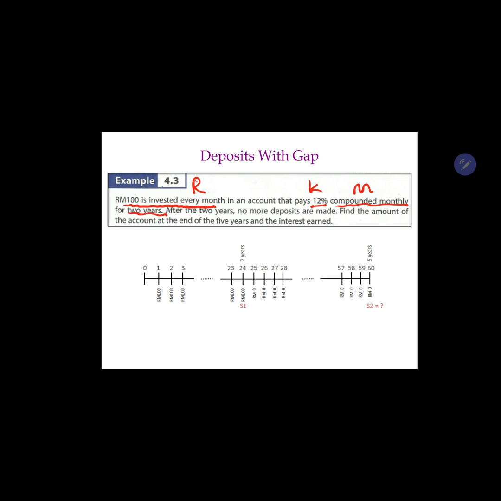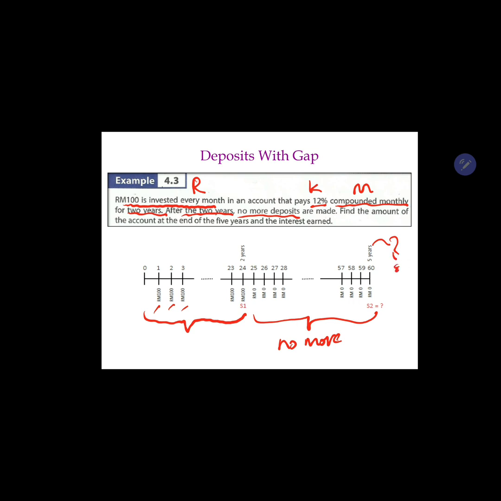Okay, so here we have two situations. The first situation is, the first 2 years, RM100 is invested every month. Okay, you masuk RM100 selama 2 tahun setiap bulan. Okay, so ini adalah the first part. But after 2 years, no more deposit. So dia biar je duit dia tak ada tambah apa-apa. Then what we want to do is, we want to know how much amount we have on the year 5.